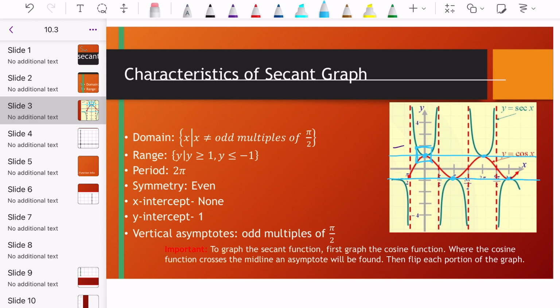And that's going to be occurring at every odd multiple. So once again, negative 5 pi over 2, negative 3 pi over 2, negative pi over 2, positive pi over 2, 3 pi over 2, 5 pi over 2, and so on and so forth from negative infinity to positive infinity.